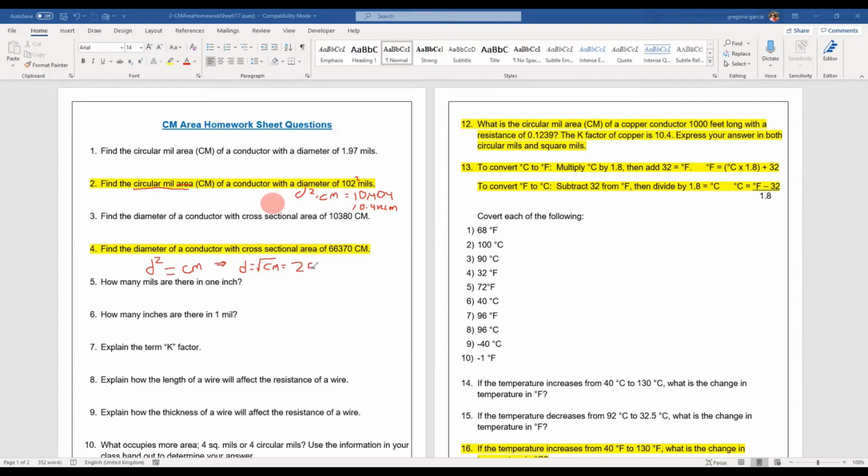That's very straightforward. As long as you remember the formula, you'll be okay. I mean, this is very straightforward math. Any questions about that?